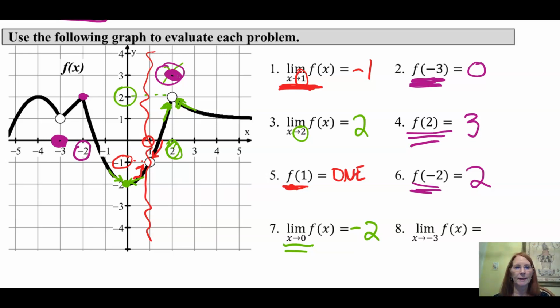And the last one, as x is approaching -3. So this one's a limit, so I need to be going from the left and the right of -3. And it's where the graph is trying to go, not what the function value is. So that would be 1.